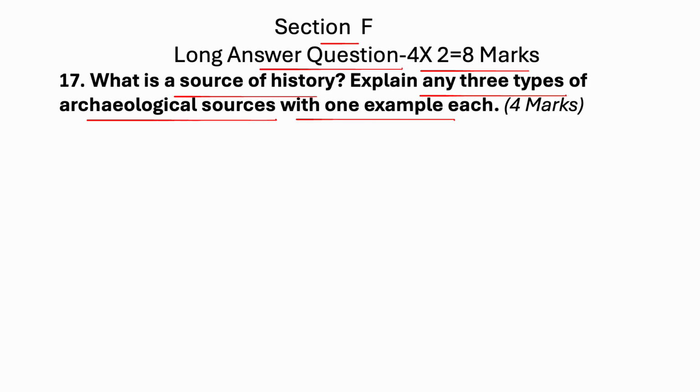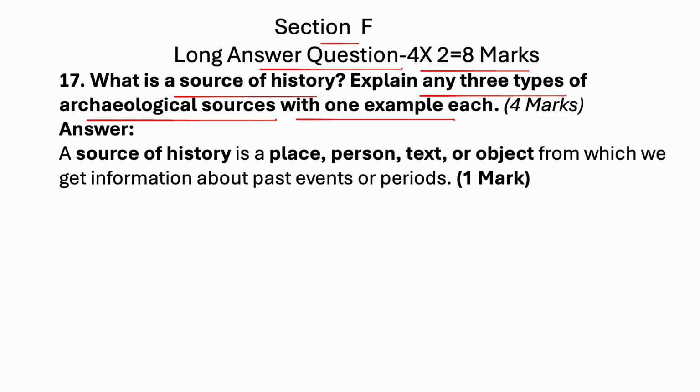So what is a source of history? A source of history is a place, person, text or object from which we get information about past events or periods. So a source of history is anything that helps us learn about the past. It can be a place, person, text or object that gives us information about how people lived long ago. Then explain any 3 types of archaeological sources with one example each.